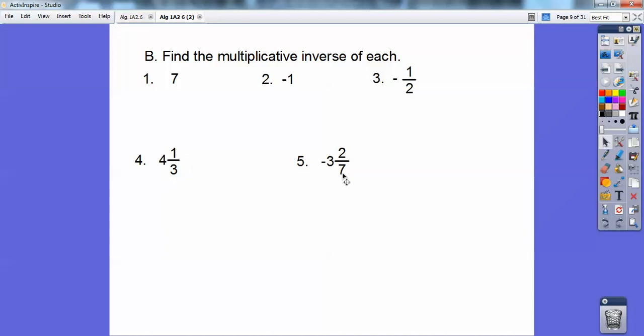And on this one, 7 times negative 3 is negative 21, and you add those, you get negative 23. I know we think a little differently when you add a positive and negative, but this is negative 23/7, and so when you flip it, it becomes negative 7/23. So there are all the answers to those ones.